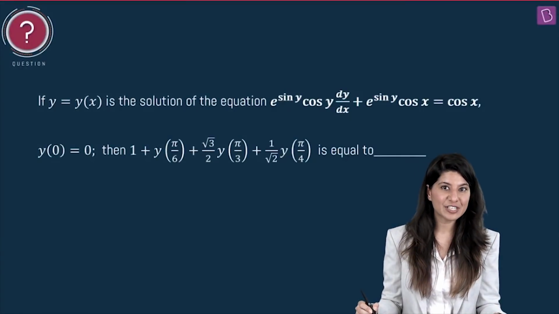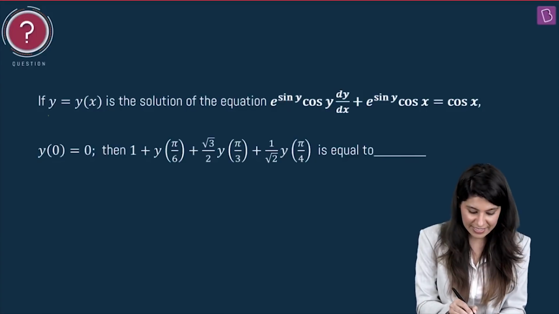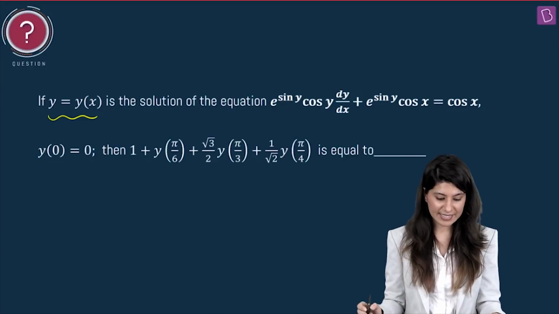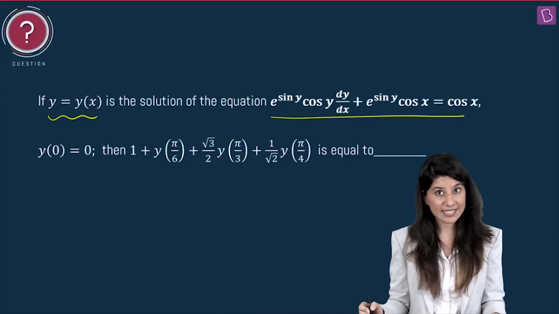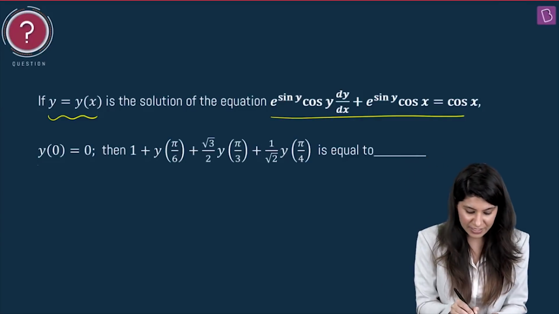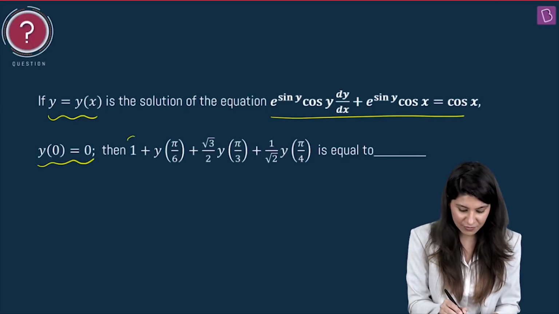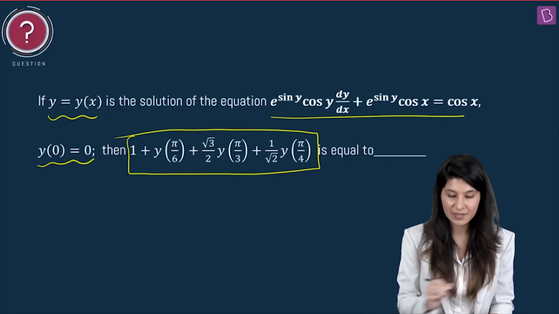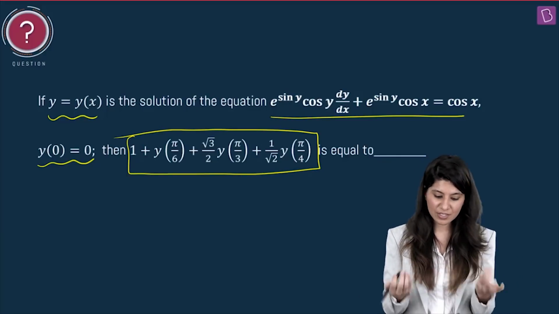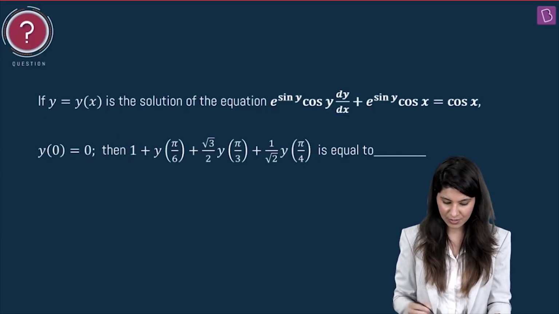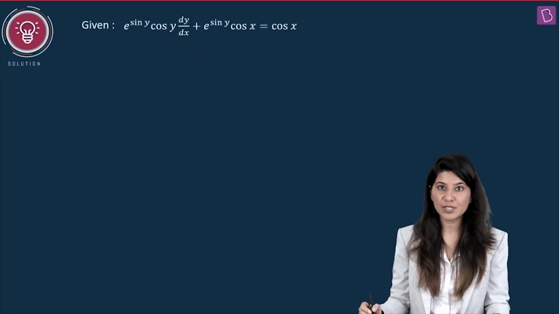From the chapter differential equations, we have a question which says y equals y of x is a solution of this differential equation, where the initial condition is also given and we need to figure out the value of this expression. So to solve this question, we need to solve the differential equation. What kind of differential equation is this?